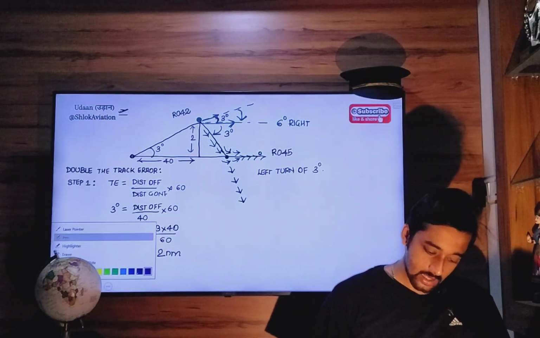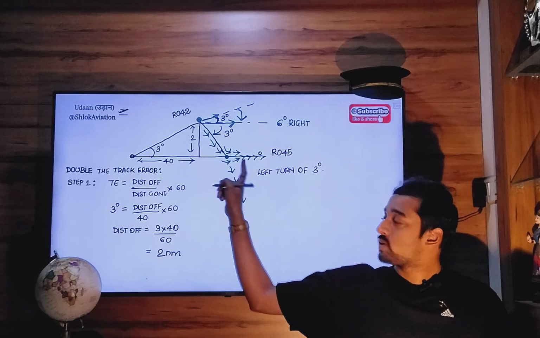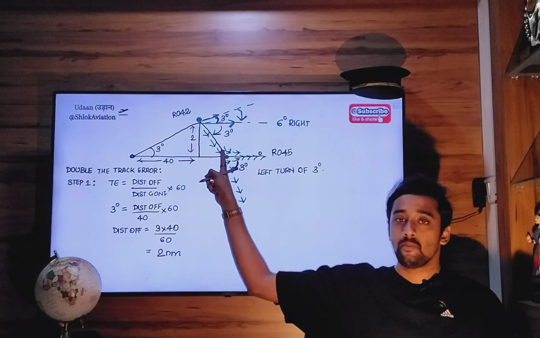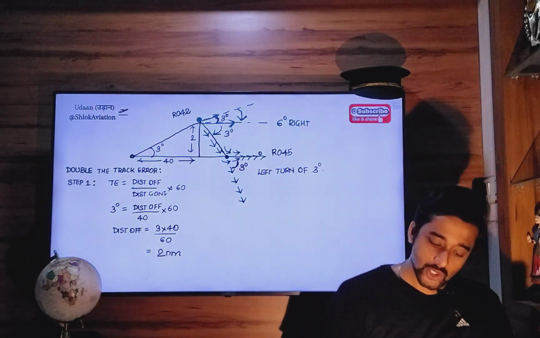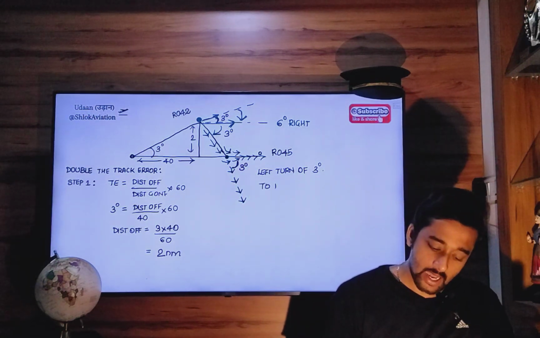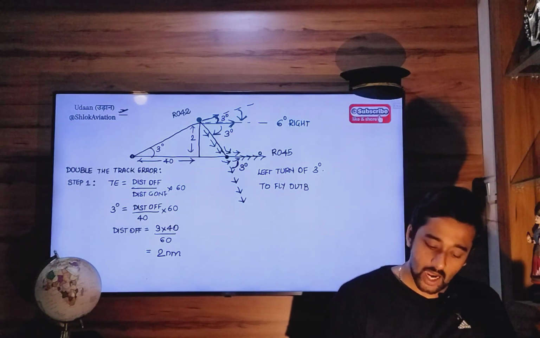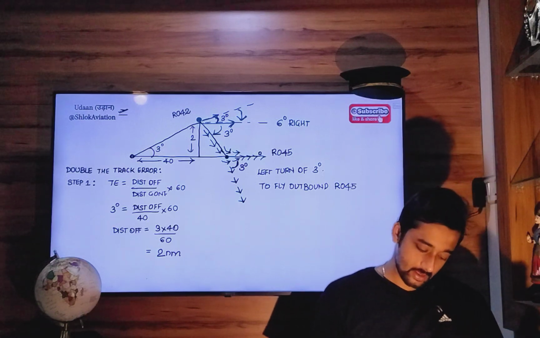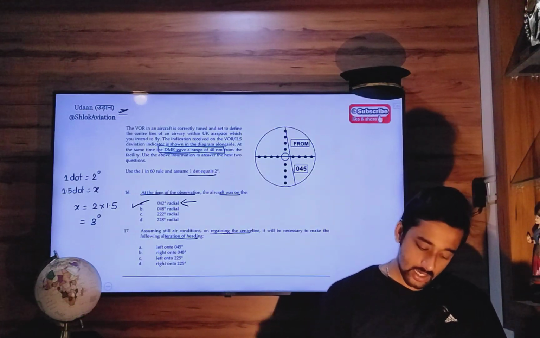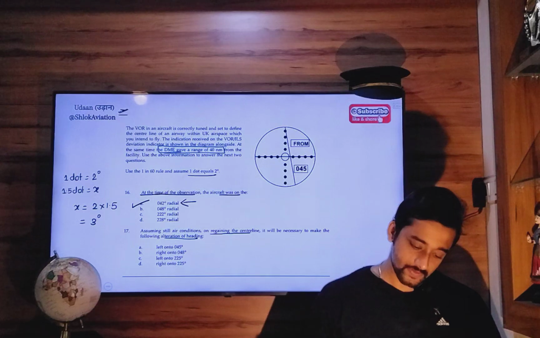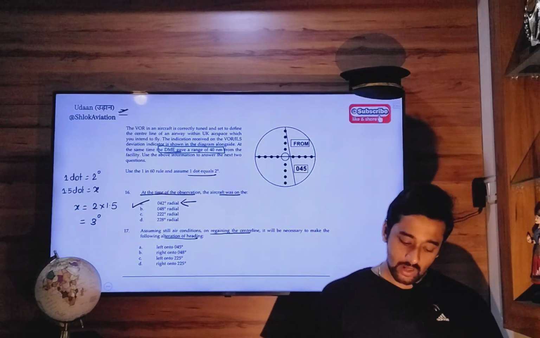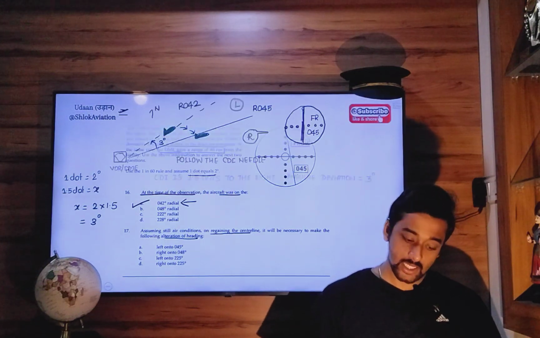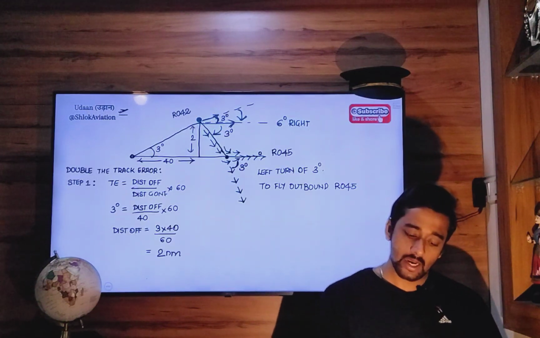Because again, this is 3 degrees. So this will also be equal to 3 degrees. Again, corresponding angles are equal. So when you reach this point, again, you will start making a 3-degree left turn, so left turn of 3 degrees to fly outbound on radial 045. So the correct answer is, assuming still air conditions, it will be necessary to follow an alteration of heading. They have asked us heading, not the angle. So it is a 3-degree left hand turn.